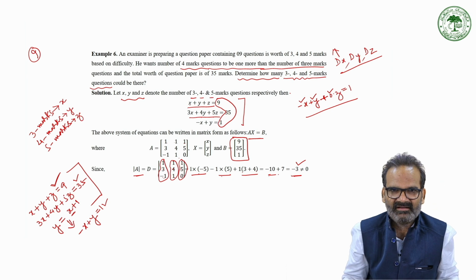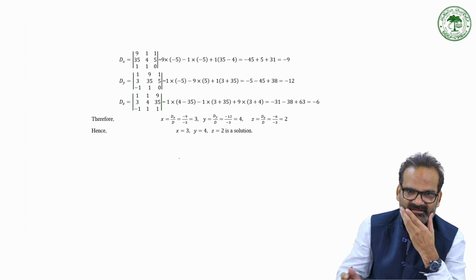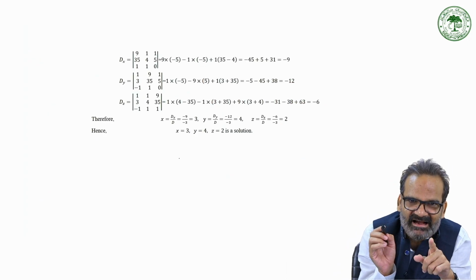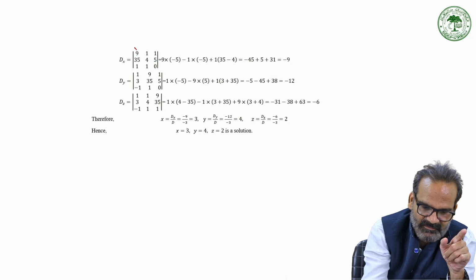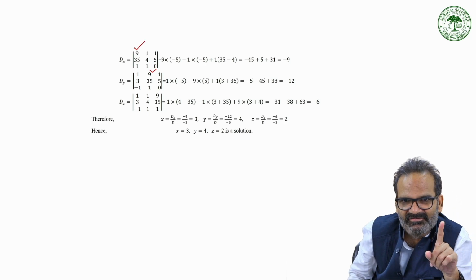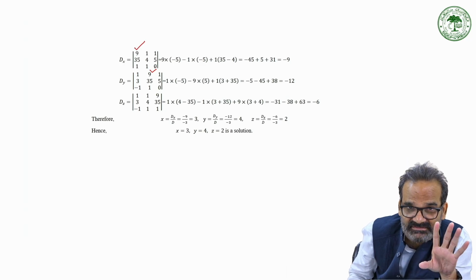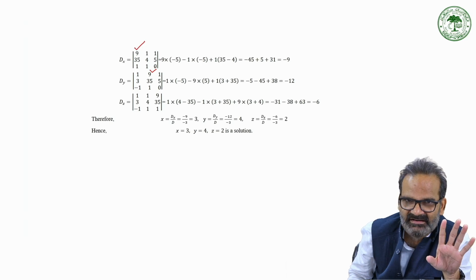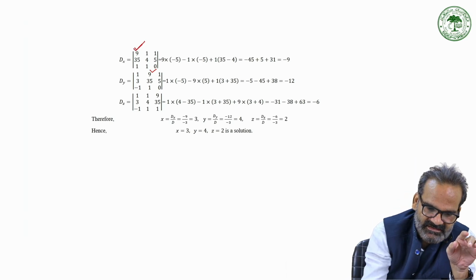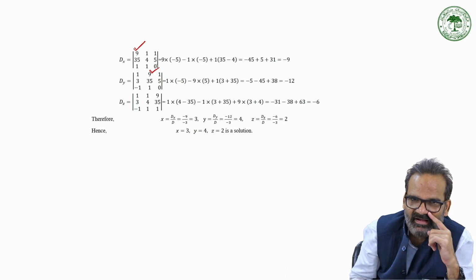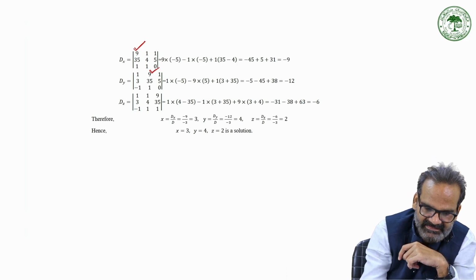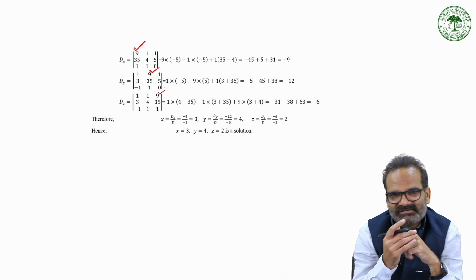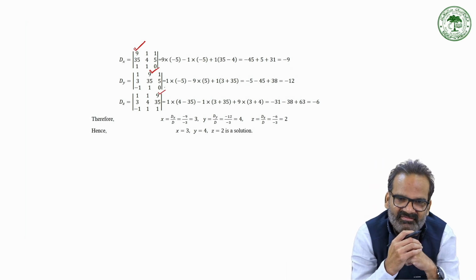Let us see it on the next slide. This is your Dx. The first column is being replaced by 9, 35 and 1. This is the replacement. In Dy, the second column is being replaced by 9, 35 and 1. The remaining two columns in Dx, Dy, Dz will remain the same. We are not going to change anything. So the first column is this. In Dy, the second column is replaced by 9, 35 and 1, and in Dz, see, the third column is being replaced by 9, 35 and 1.